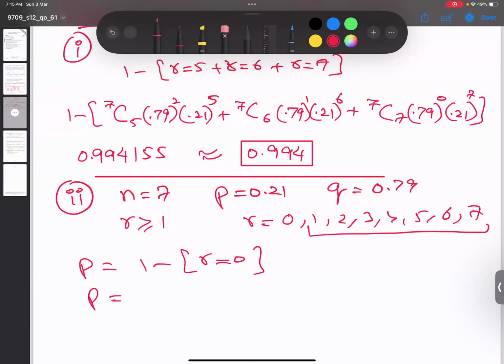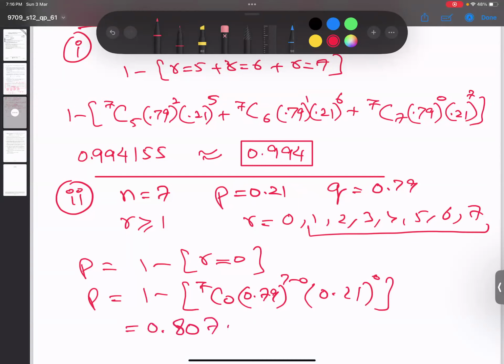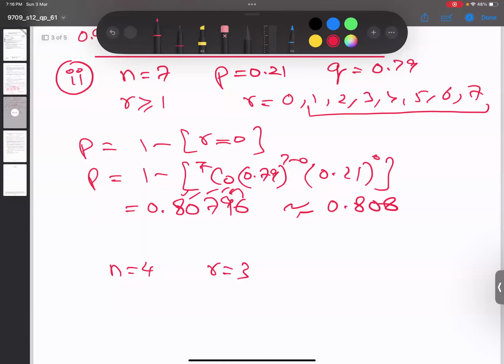And all of you know how to find it. I'm writing the formula: 7C0, q to the power 7 minus 0, and p to the power 0. When I type this in the calculator, students, 1 minus 0.79 to the power 7, my value is coming 0.80796. If I round it, because I need 4 decimal places, it is 0.808. So this probability I will use, and this will behave as p.